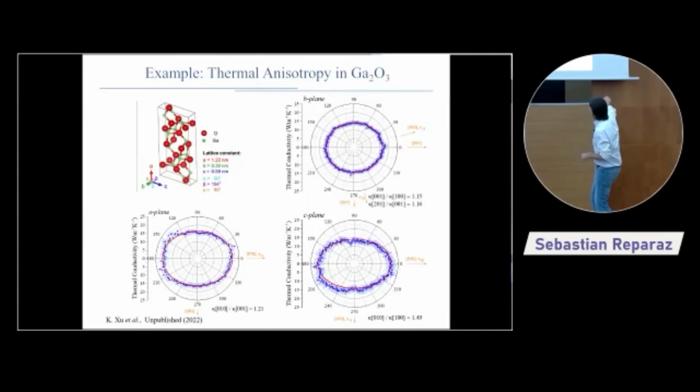Actually, the real response of this is not an ellipse, but more like a flower in the case that the thermal conductivity is really low. Here, this is just a guide to the eye. And this is something that, at least in the last six months, has been rendering quite interesting results within the group with Marianne.